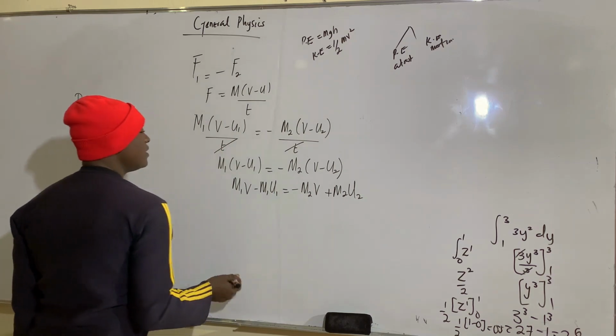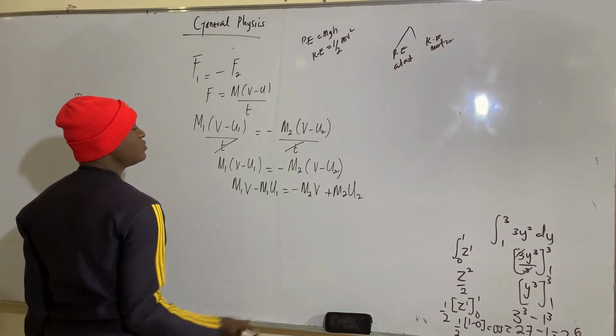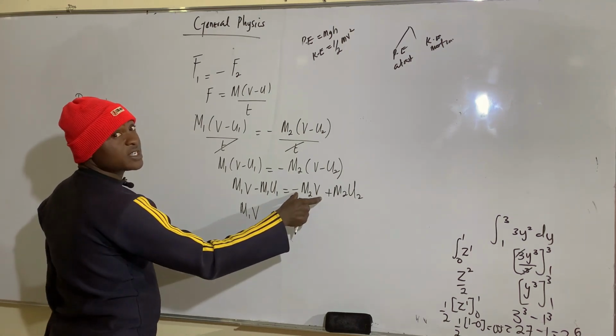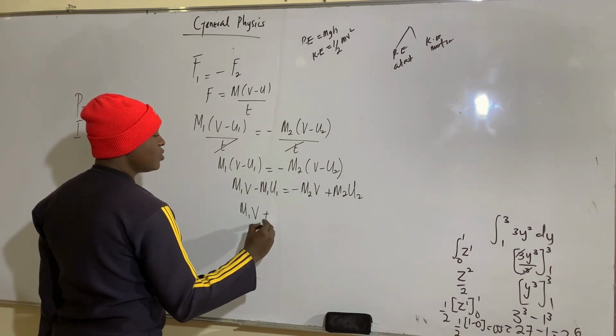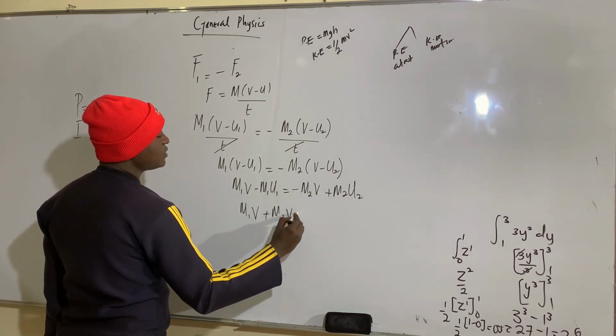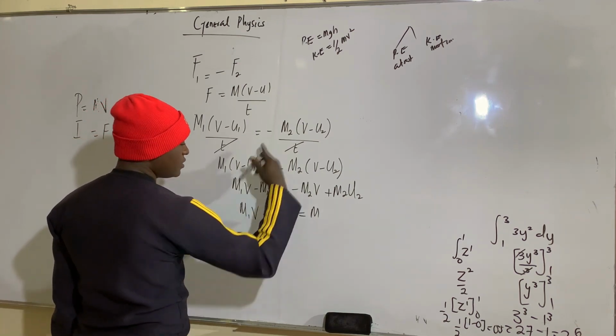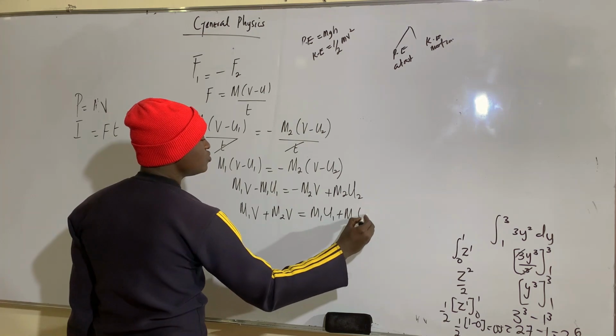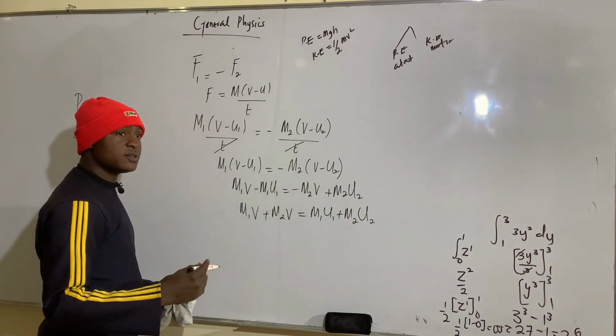So now, if I collect the like terms, moving the one without v to one side, we have m1 v, you can see this another v, right? That's going to be plus m2 v is equal to, now, if I move this one to this side, we have m1 u1 plus m2 u2, just like we are making a simple arrangement.